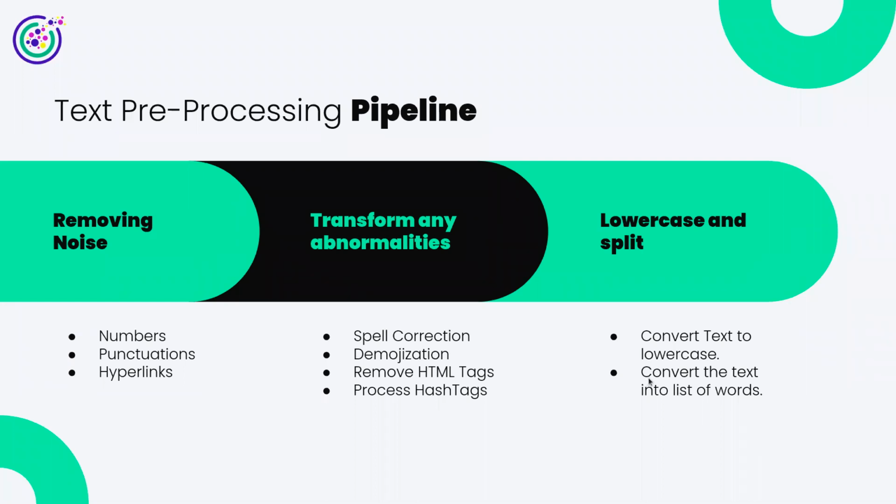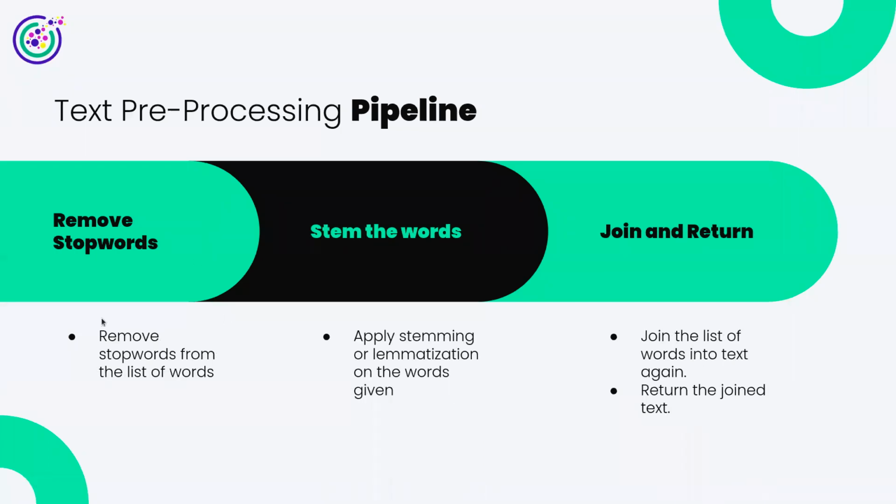And next is converting them to a list. In order to remove stop words, you have to go over each word and tell if it is a stop word. If it's a stop word, remove it, else keep it. So for that, you need to convert the text into a list of words, and this process is sometimes referred to as tokenization, right? Next is removing stop words from the list.